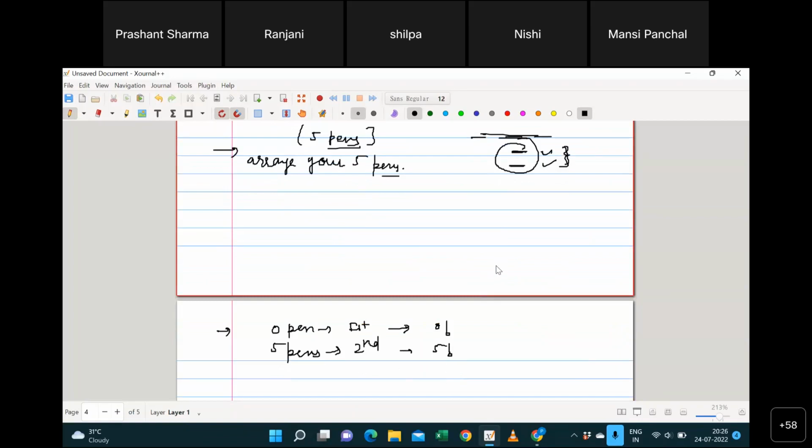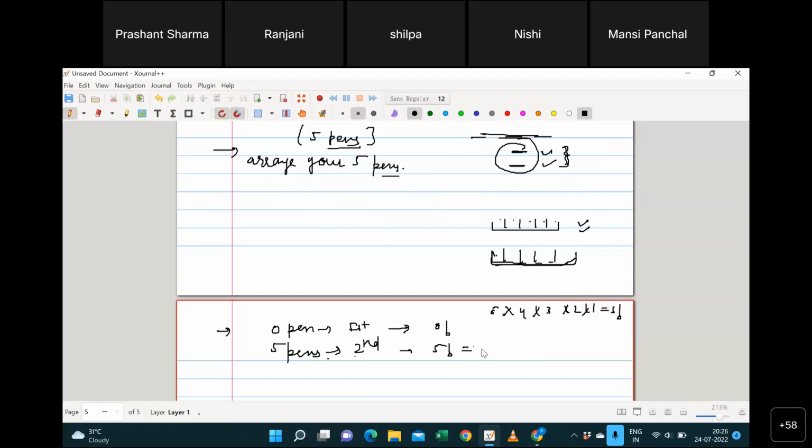Because you have 5 pens and you have a pen box, let's take the box to be something like this, and there are 5 places. Suppose the box is like this, then for the first box I can put 0 pen, which I can do in 0 factorial ways, and in the second box I can put all the 5 pens, which I can do in 5 factorial ways, because I can put in here any of the 5, and 4 and 3 and 2 and 1, which is nothing but 5 factorial.